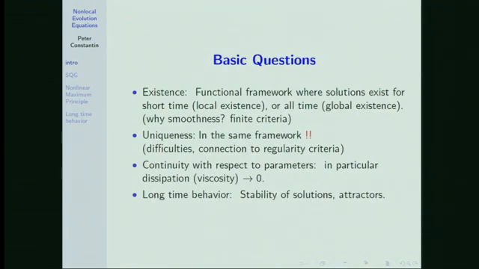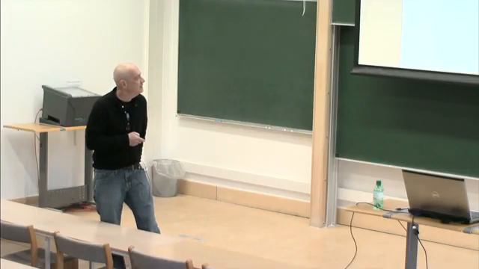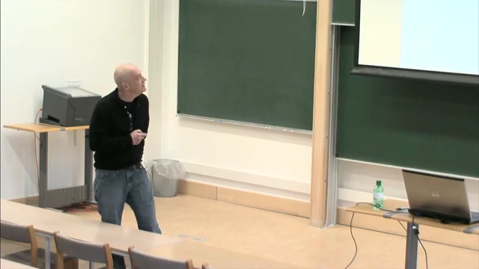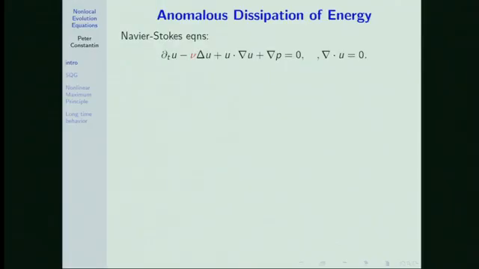So I will describe now a typical problem about viscosity going to zero, because in the end I'm going to quote a theorem that we did in the SQG case. So the term is anomalous dissipation of energy. It's an interesting subject. So you have the Navier-Stokes equations, which is a nonlinear equation, and it has a dissipative mechanism through the viscosity, which is nu, a positive number.